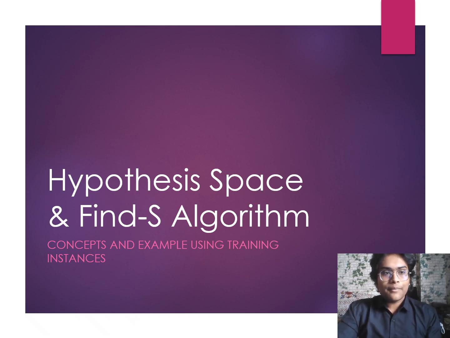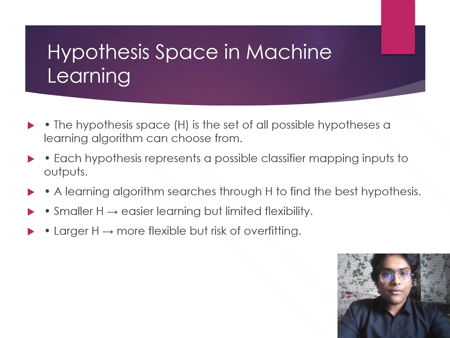So let's get started. Let us discuss what hypothesis space is in machine learning. The hypothesis space H is the set of all possible hypotheses a learning algorithm can choose from. Each hypothesis represents a possible classifier mapping input to output. A learning algorithm searches through H to find the best hypothesis.